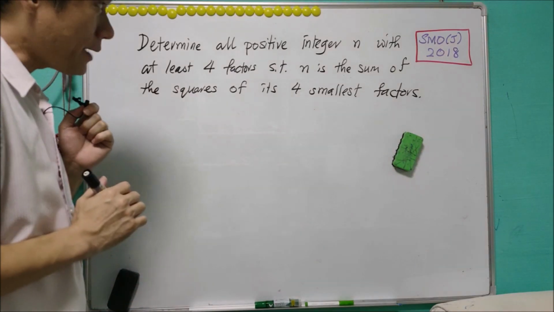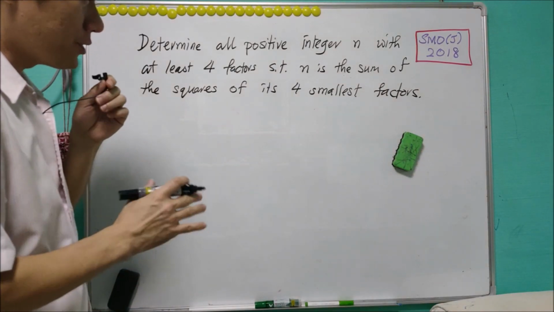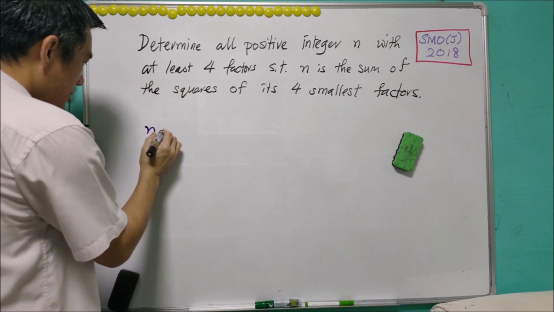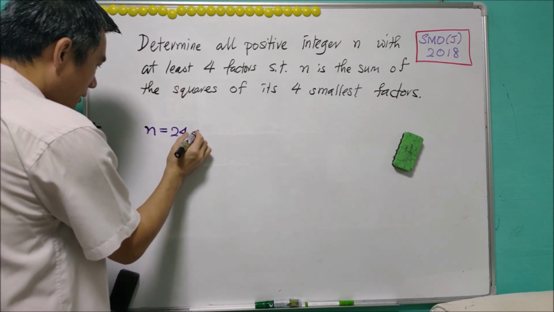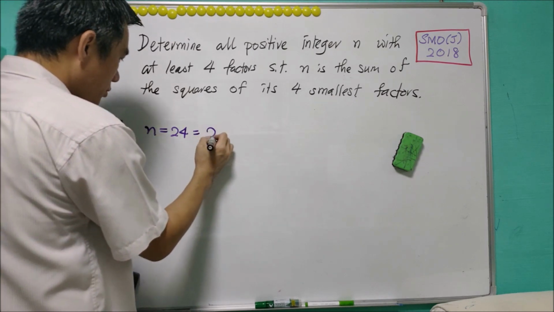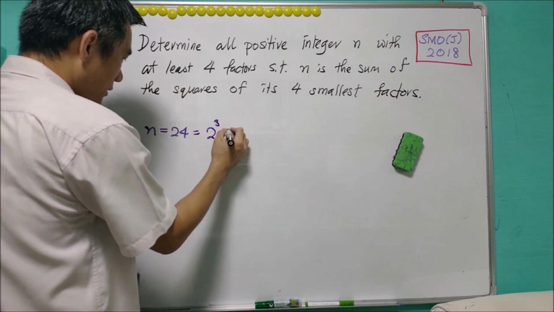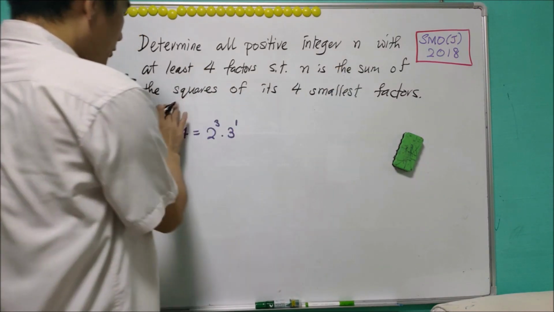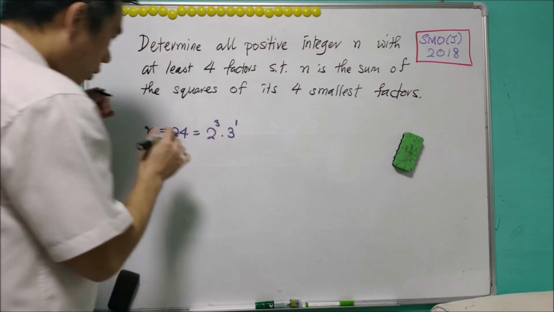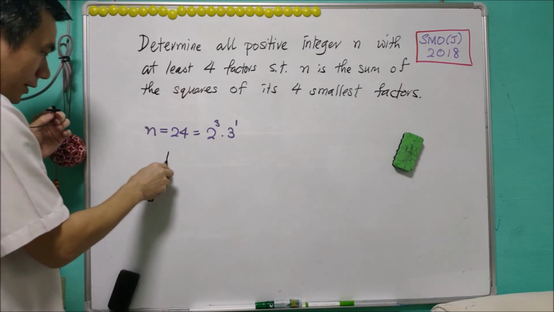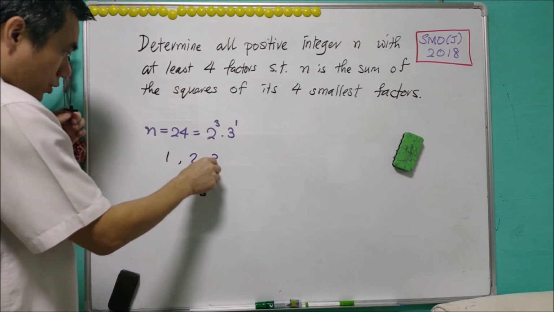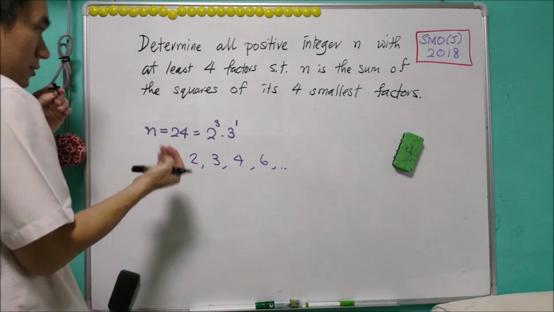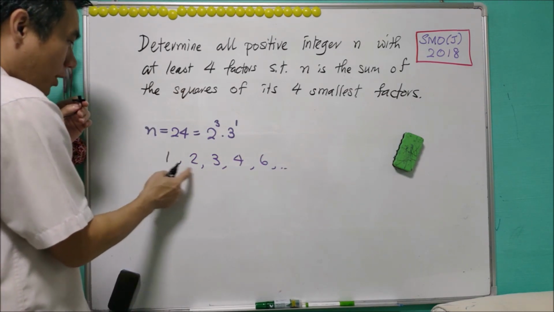To understand the question better, let's deal with some number n. Let's say, for example, n equals 24, then we know that this is 2 to the power of 3 times 3 to the power of 1. Does it fulfill the condition, the sum of squares of its 4 smallest factors? What are the factors of 24? It is 1, 2, 3, 4, 6, and so on. The 4 smallest factors are 1, 2, 3, 4.